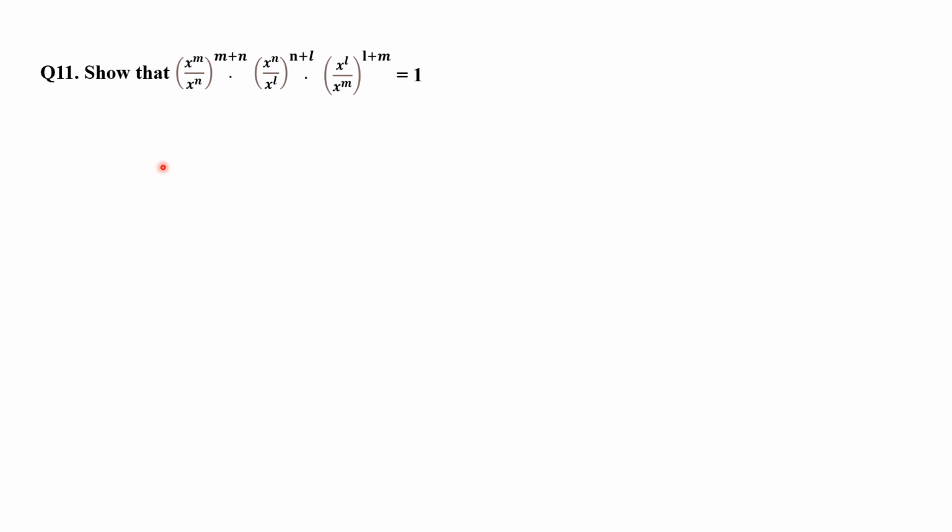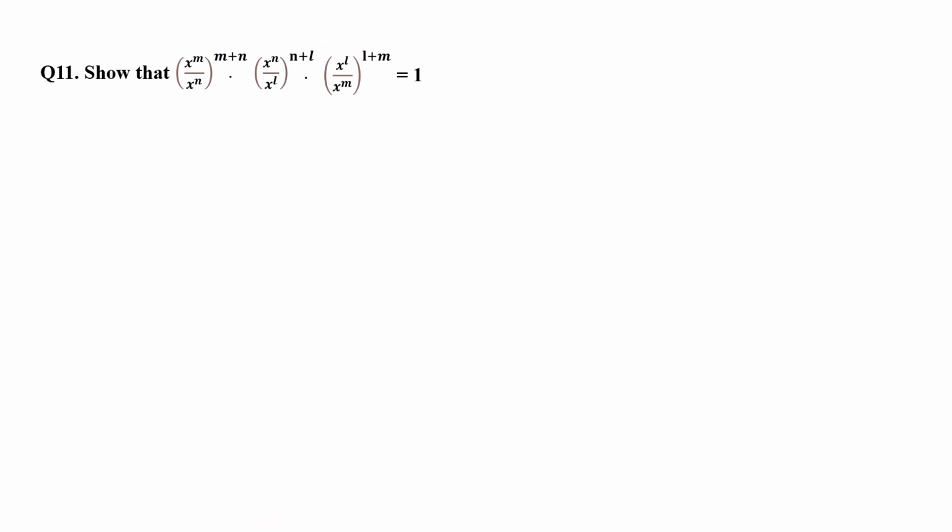Now question number 11. Show that this is equal to 1. Now this is a very good question. It is asked in various competitive exams, even in IMO also. So in this question, you have to use exponents, the concept of exponent, as well as the concept of algebraic identities. So let's see how to solve this question.